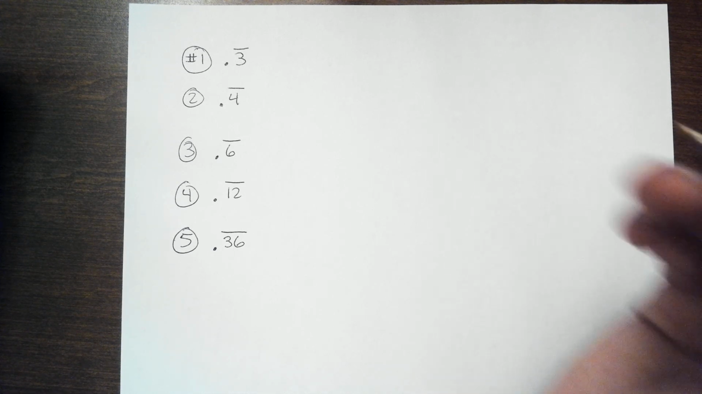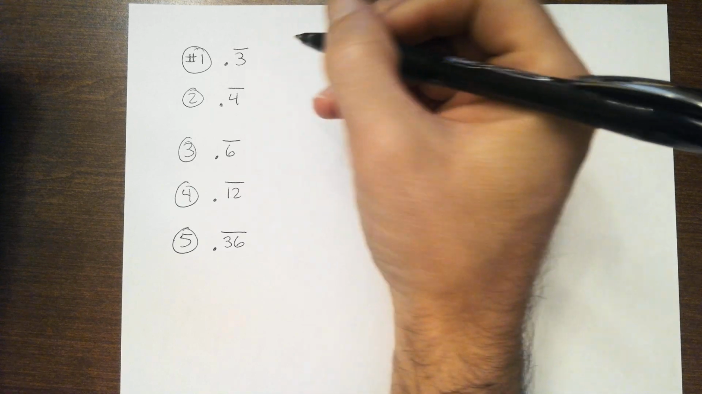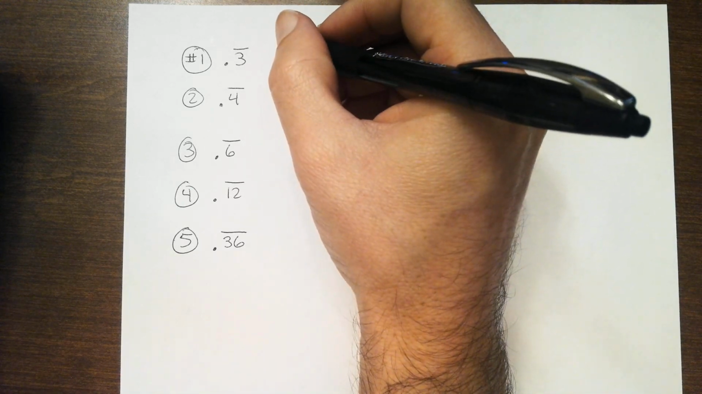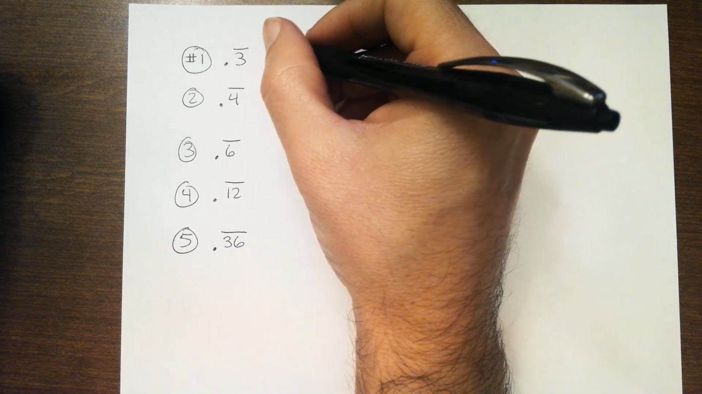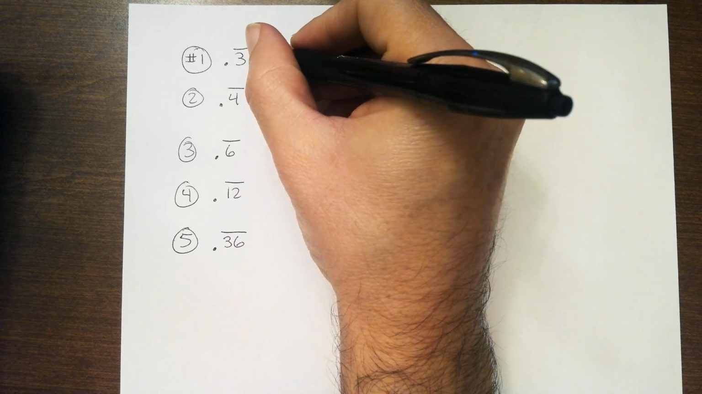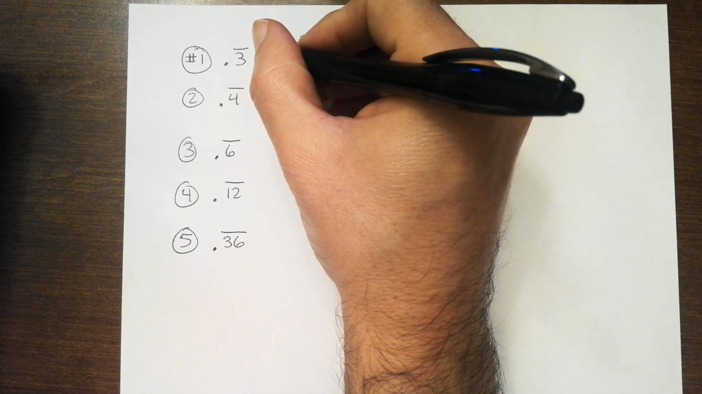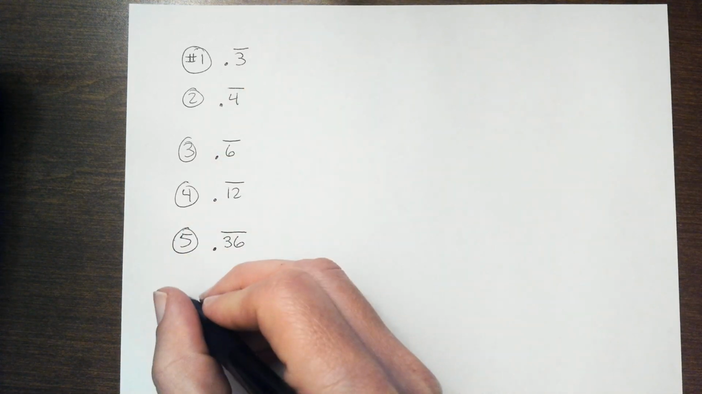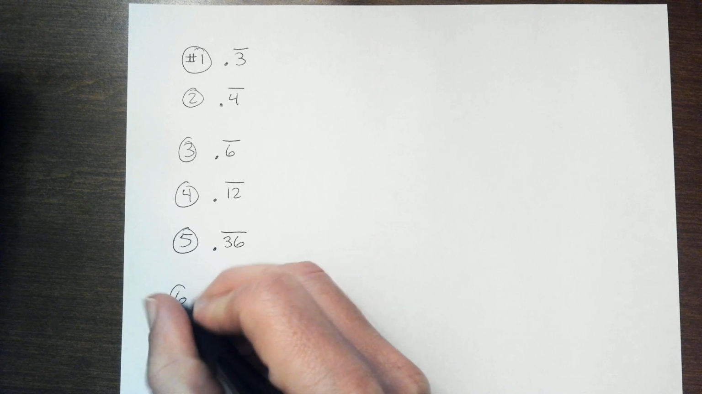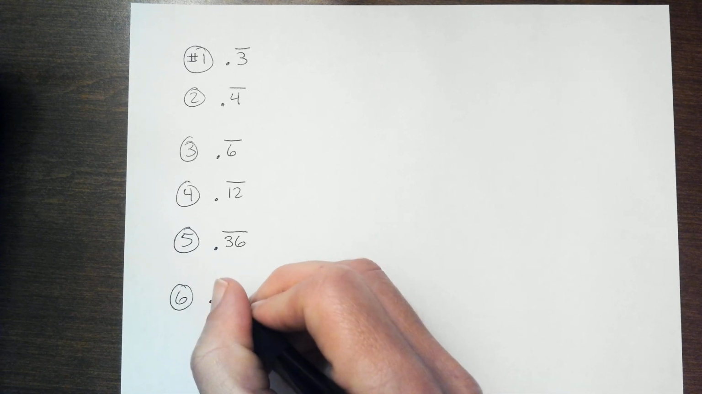Alright, so I'm going to show you a trick on how to turn some repeating decimals into fractions. Now this is a trick that only works with certain ones, so be careful what you do it with. I'm actually going to add one at the bottom. This trick will not work with.